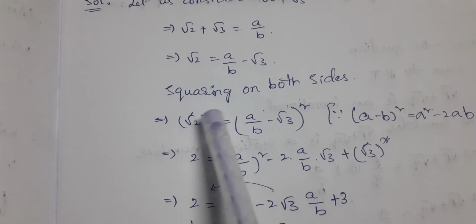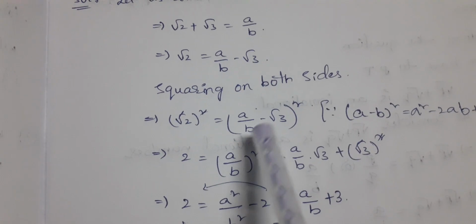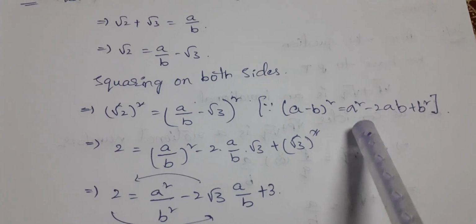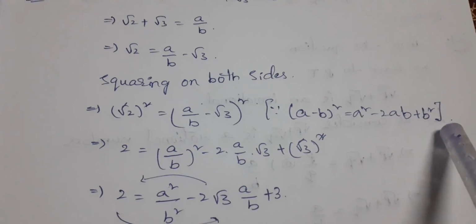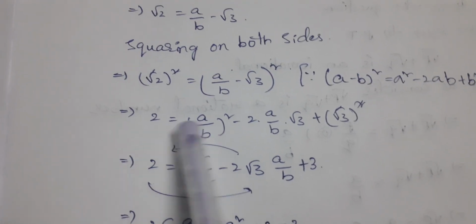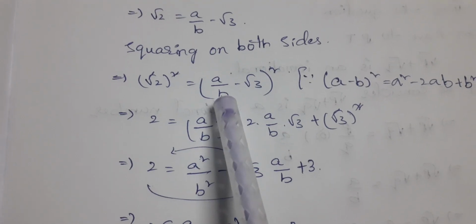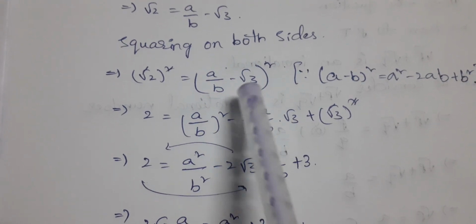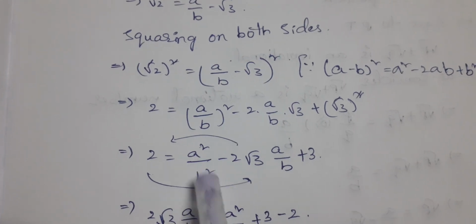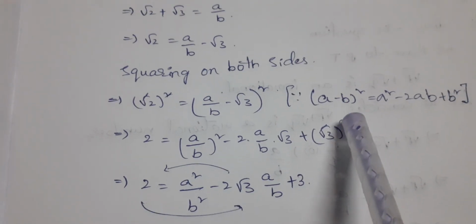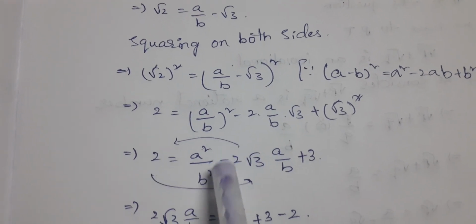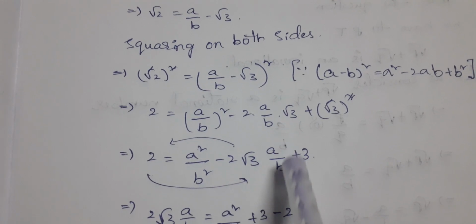Okay, here square and root will get cancelled always, and a by b minus root 3 whole square is in the form of a minus b whole square, and we have to expand using that formula: a square minus 2ab plus b square. Next, here the value is 2 is equal to a by b whole square minus 2 into a by b into root 3 plus root 3 whole square. So a by b whole square means a square by b square, and here also square and root will get cancelled, remaining 3, and finally 2 is equal to a square by b square minus 2 root 3 a by b plus 3.